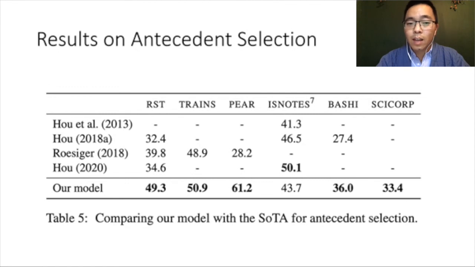First, we tested on the antecedent selection task. As we can see here, our system is the only system that reports the results for all 6 corpora, and yet achieved quite competitive results, the best result for 5 of them. The only exception is for the ISNotes. This is mainly because the whole system is tailored for the ISNotes, and the performance drops if you apply the same system to corpora such as IST or the BASHI corpora.